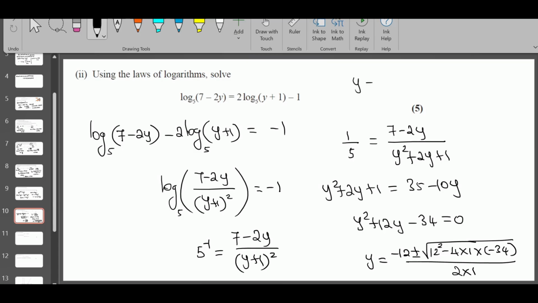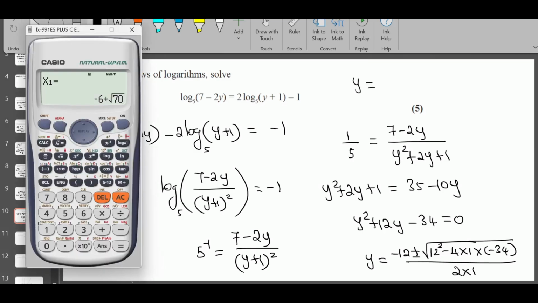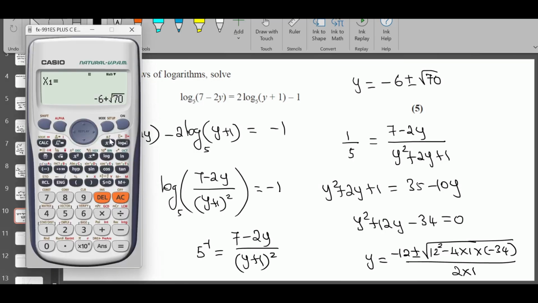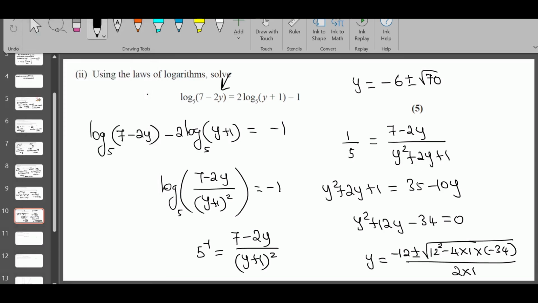So y is equal to minus 6 plus or minus square root of 70. You cannot leave it like this, you will lose a mark, because you need to sub in the values here and make sure all the logarithms are positive. So I'm going to check what's the value of this. Minus 6 plus root 70 is a positive number. 2 point something, 2.4, right? When you sub in 2.4 here, 7 minus 2.4 is positive.